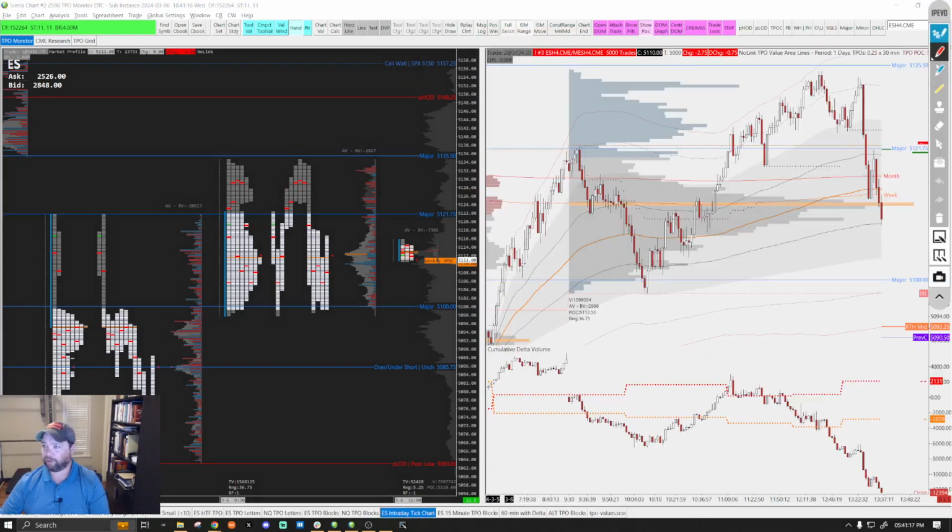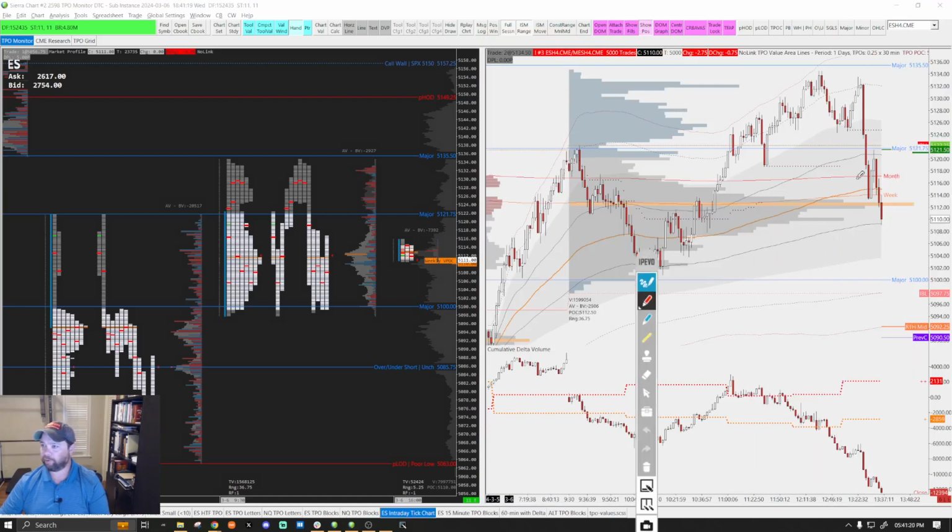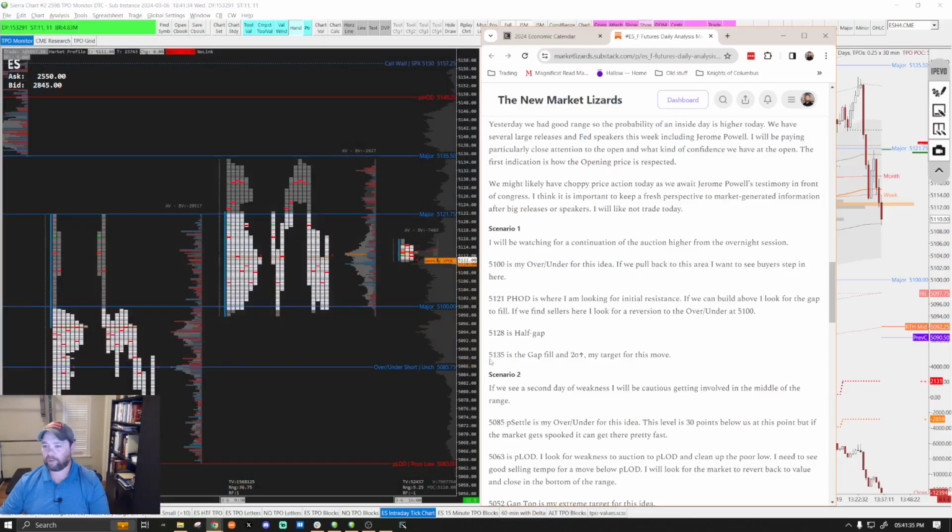Let's move this out of the way for a second. This is the 51.28 area. So you can see where we ran up into this area and we found strong sellers here. It was a quick move down. But then 51.35 is a gap fill and the 2 sigma up, which is my target for the move.